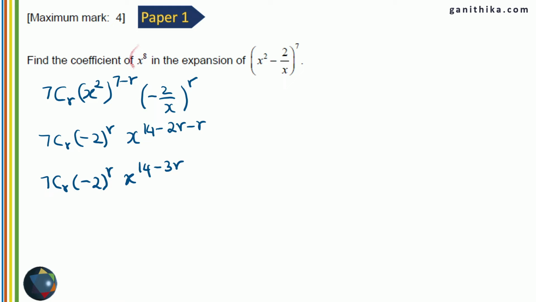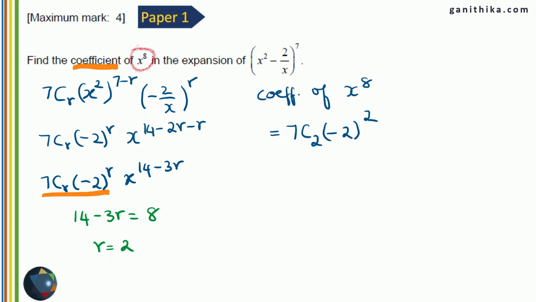So in this case, we are going to find the coefficient of x to the power of 8. Therefore, 14 minus 3r should be equated to 8. And then finding the r value for this, it will be equal to 2. And therefore, the coefficient of x power 8 is this. Using this, you will see that the coefficient of x power 8 is equal to 7c2 times negative 2 to the power of 2.